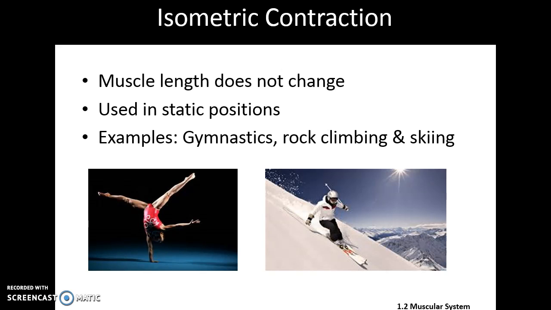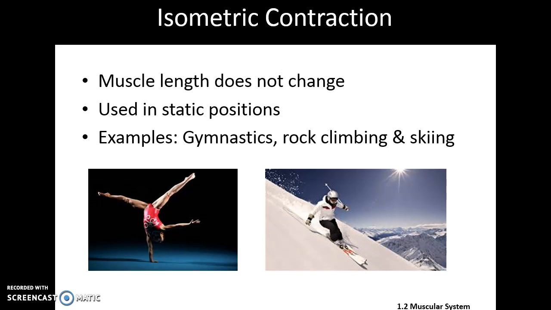Next is isometric contraction. This is where the muscle length does not change and the joint angle does not alter. As there's no movement, isometric exercises are done in static positions. However, the muscle fibers still fire. A simple example is pushing against a brick wall. This movement can be used for rehabilitation as well as general strengthening of the muscle.